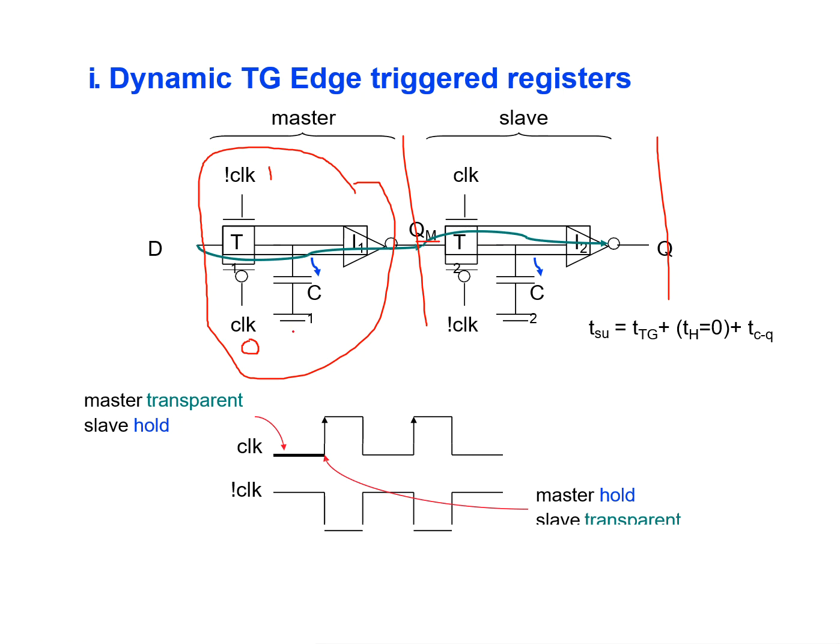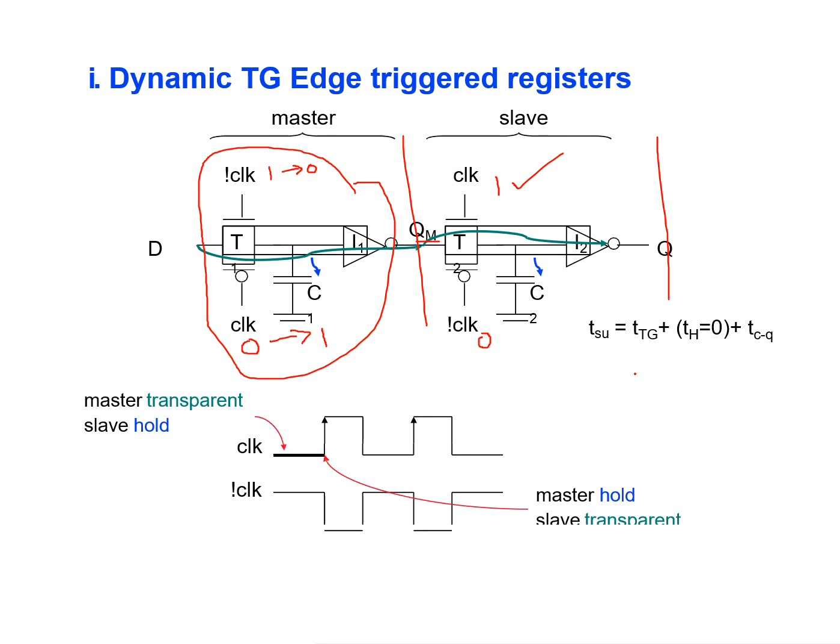Next, when the clock is changed to 1, the master is in hold state and the slave is in transparent condition. As the clock is transferred from 0 to 1, the clock bar changes from 1 to 0, so clock is now 1 and clock bar is 0. Now this transmission gate T2 is in on condition. This makes your slave transparent and the master in hold.